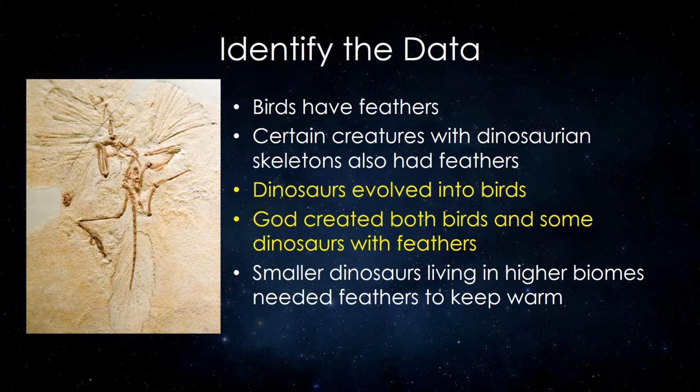Both of these interpretations are influenced by the worldviews of the scientists who make them. Remember that interpretations can be true or they can be false, and sometimes, like in this case, interpretations can be mutually exclusive. Dinosaurs cannot have both evolved into birds and been created by God with feathers. This last statement is also an interpretation that suggests why dinosaurs might have benefited from having feathers. It is not directly observable, but would be based on a combination of several kinds of evidence.